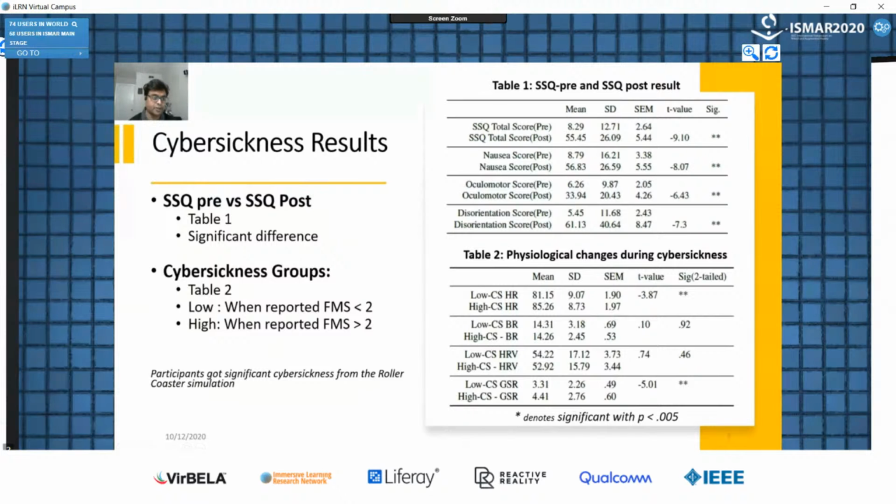And this is a result for the SSQ. From the SSQ result on table 1, we can see that most of our participants actually got significantly cyber sick, and there were significant differences in the total SSQ score and the nausea score, oculomotor score, and also the disorientation score. We also compared when the participants said that they were sick as compared to when they reported that they were not feeling sick. And we found that their physiological data was significantly different when they said that they were sick as compared to when they said that they were not sick.